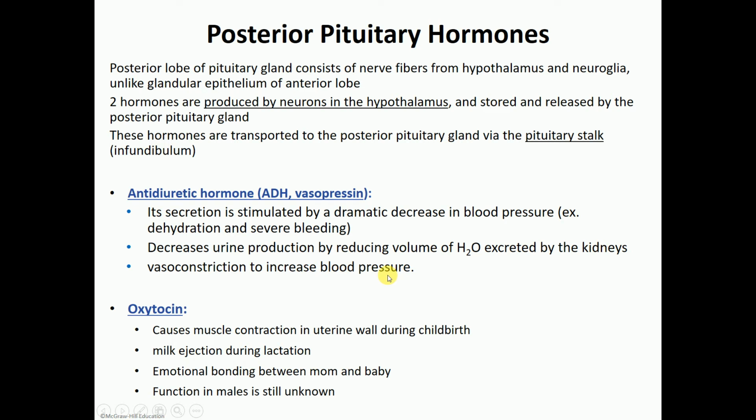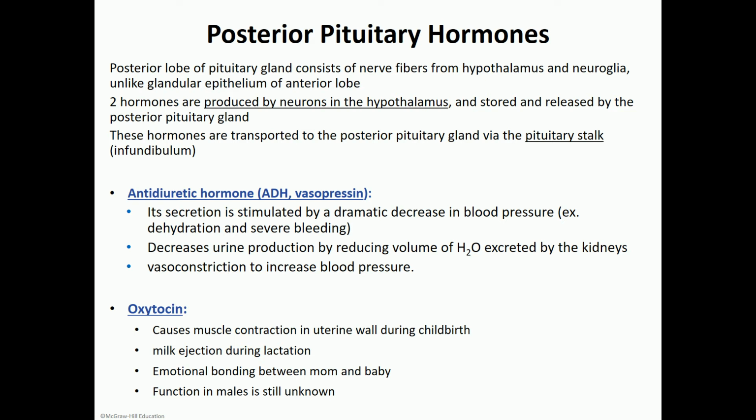So again, its secretion is stimulated by severe hypotension. And in order to make the blood pressure go back up to normal, it would decrease the amount of water being lost in urine. So keep that water in the body and constrict the blood vessels to increase your blood pressure back up.